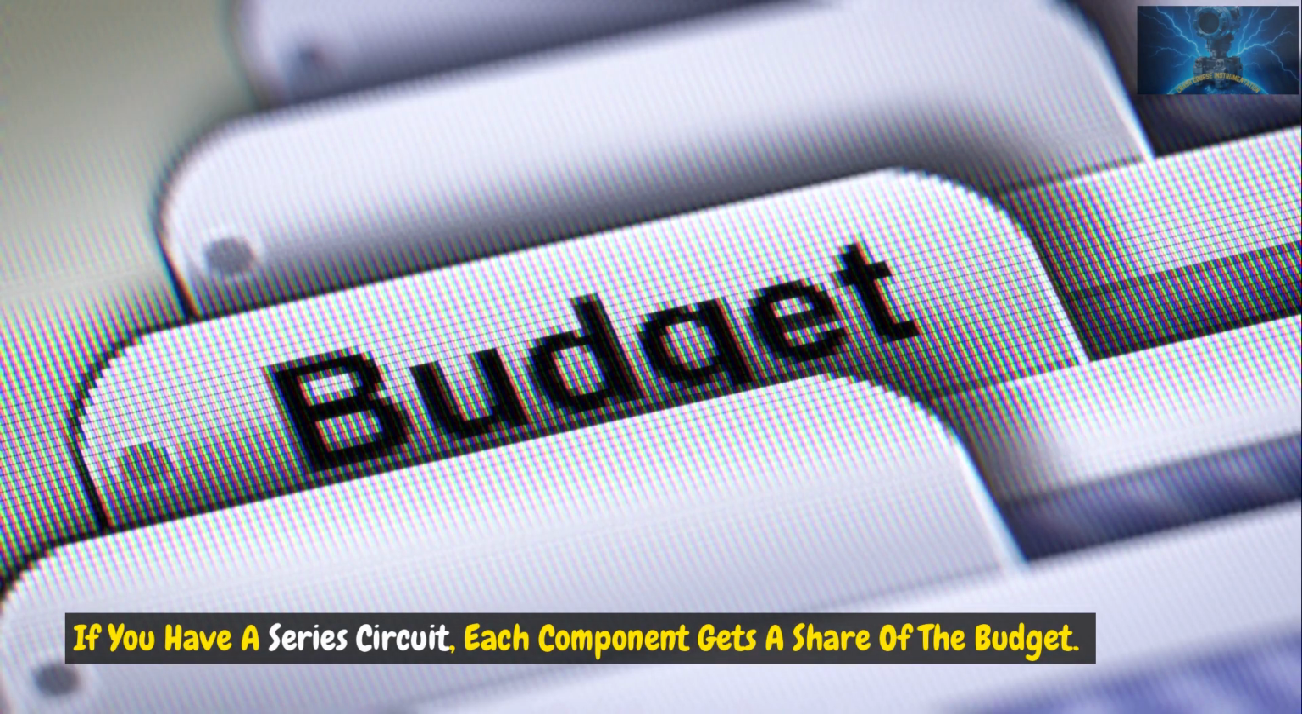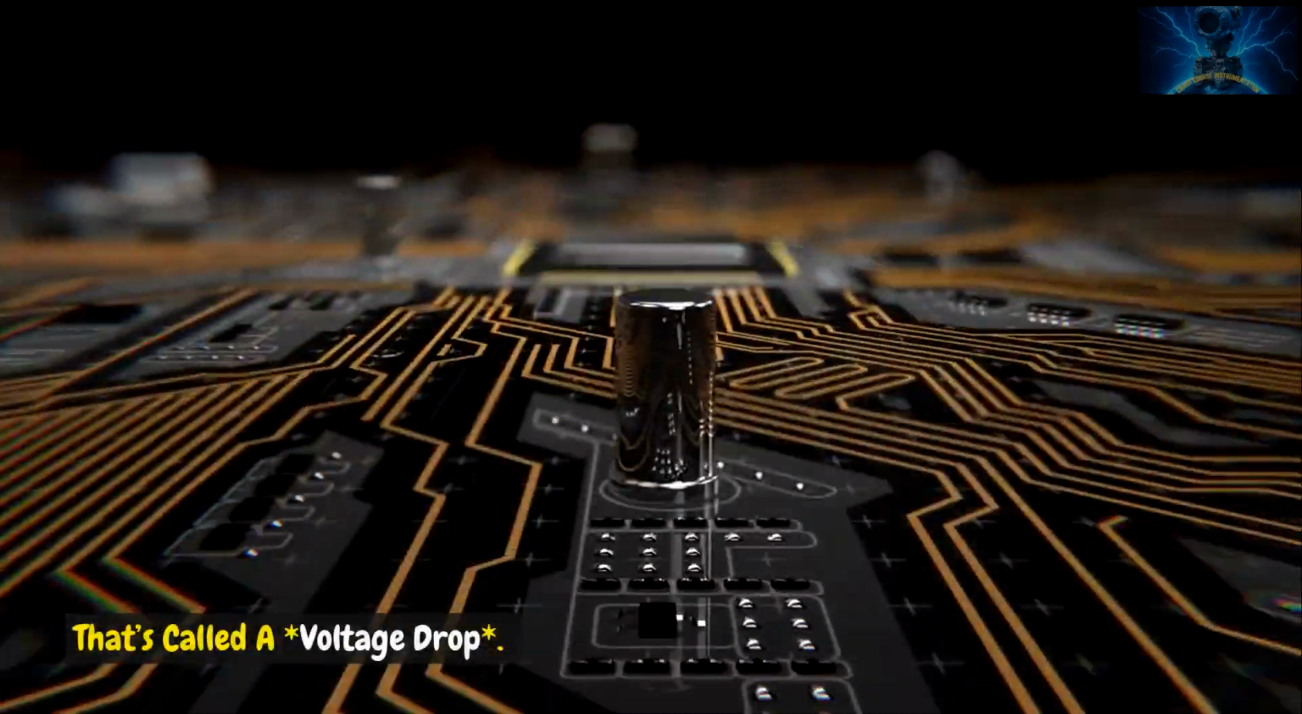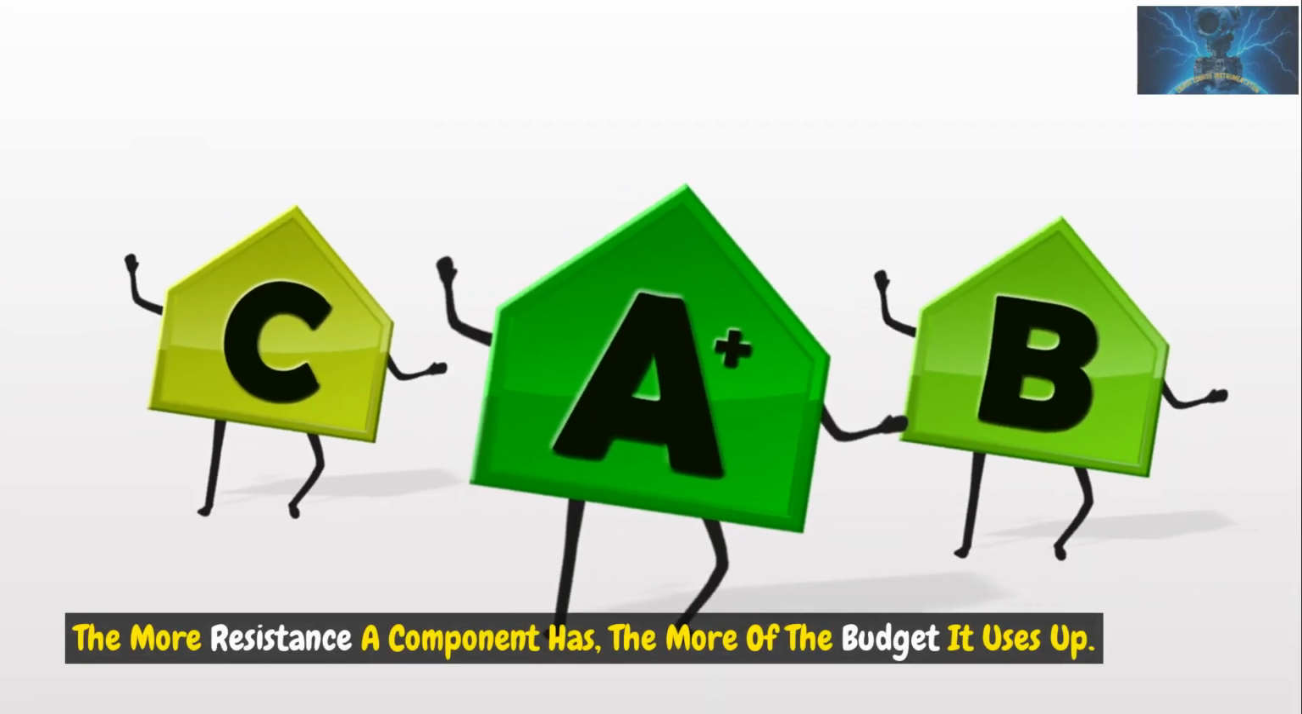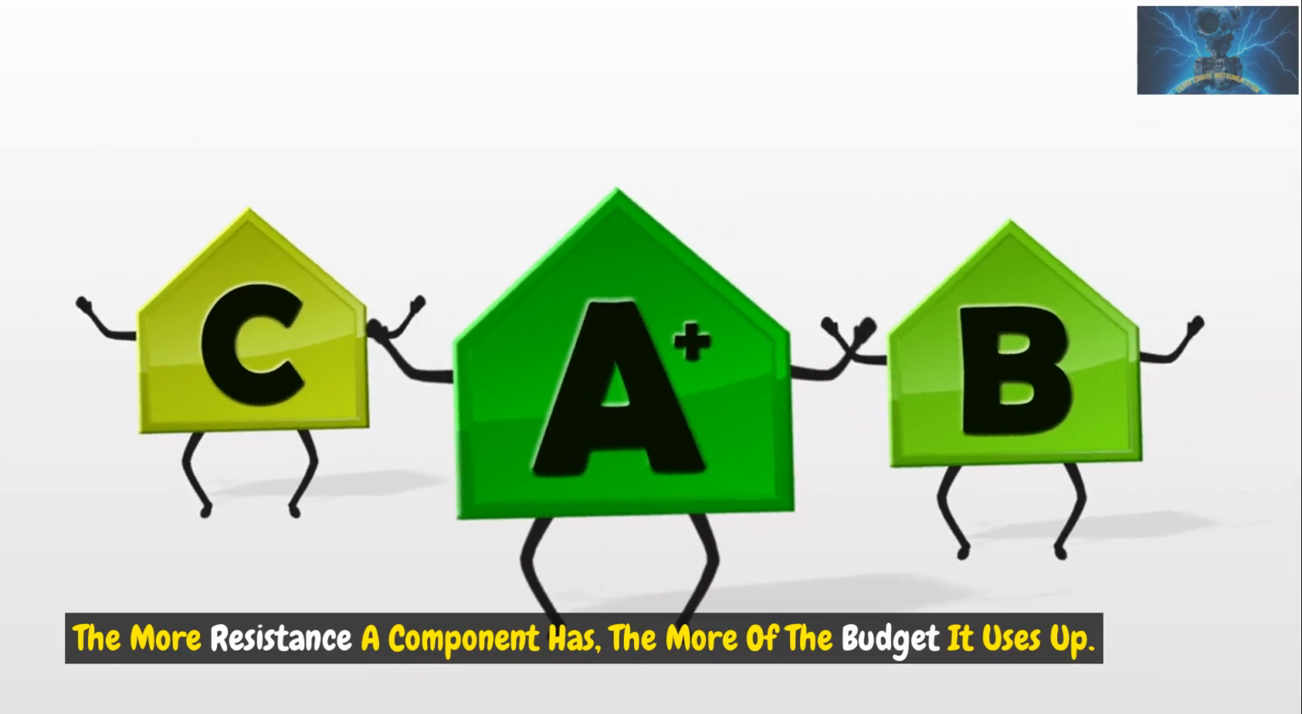Series circuits? Budget split. If you have a series circuit, each component gets a share of the budget. That's called a voltage drop. The more resistance a component has, the more of the budget it uses up.